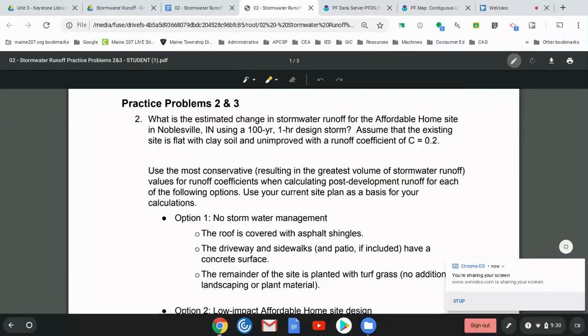All right, so now we're going to go over practice problems 2 and 3 for stormwater. This is where we're actually analyzing the affordable house that we've designed. Before we even get started, a few assumptions I'm going to make: everyone's calculation should be different for this, depending on the house that you designed and the driveway and if you put a patio or any kind of sidewalk in.